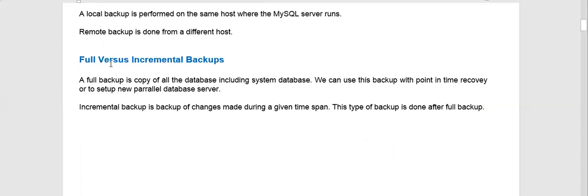The last backup type is full versus incremental backup. So let's discuss this. A full backup is a copy of the database including system databases. So when you do a backup of all the databases including your system database like the MySQL database, where you can find user information and grant tables, this kind of backup is called a full backup. We can use this full backup with point in time recovery. And if you want to set up a new parallel database server, then you can use a full backup.